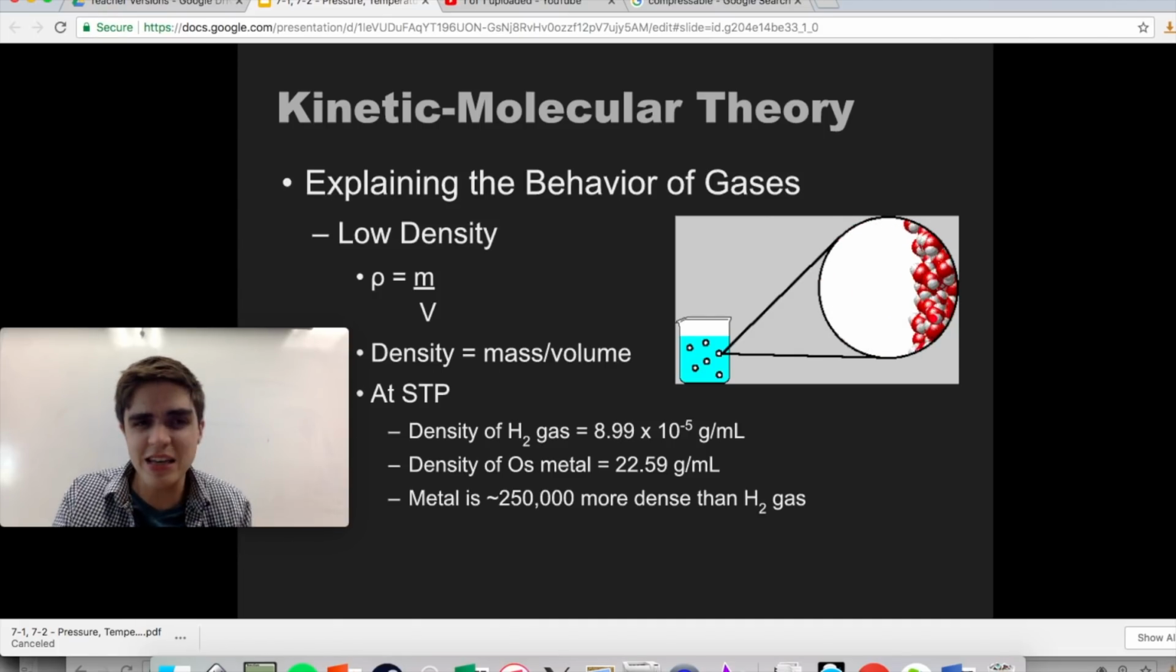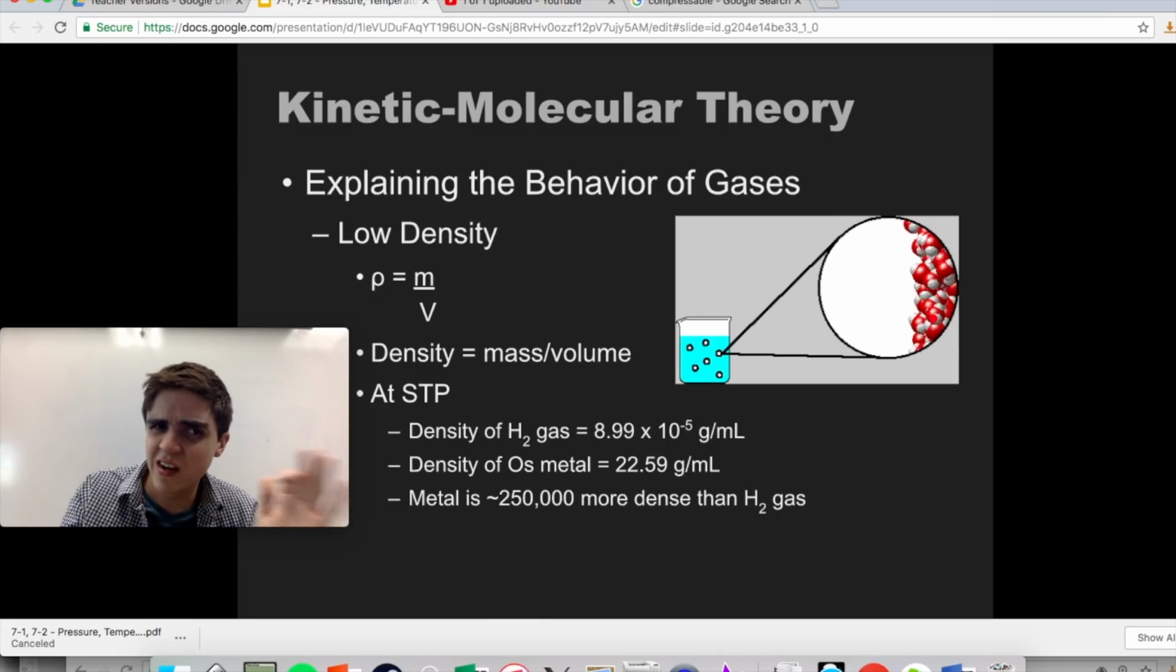And again, there's nothing to write down here. I just want you to realize that gases are more different than you think. Solids and liquids are much more similar than a gas is to a solid.